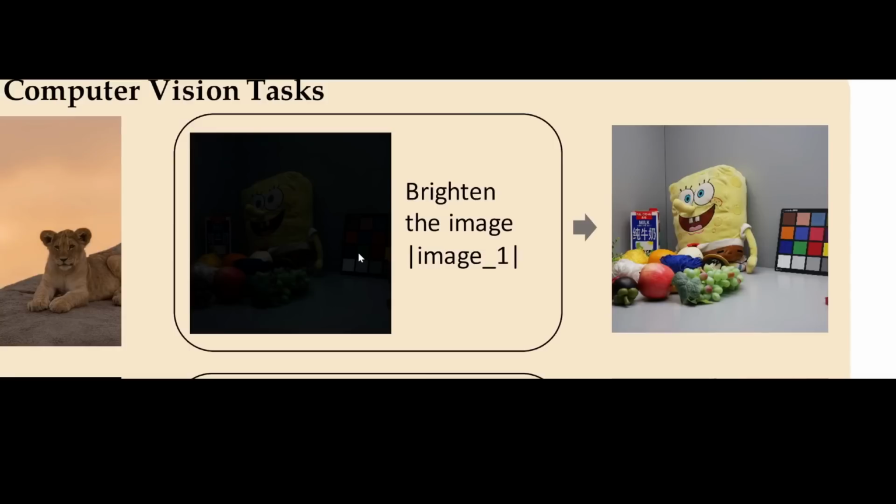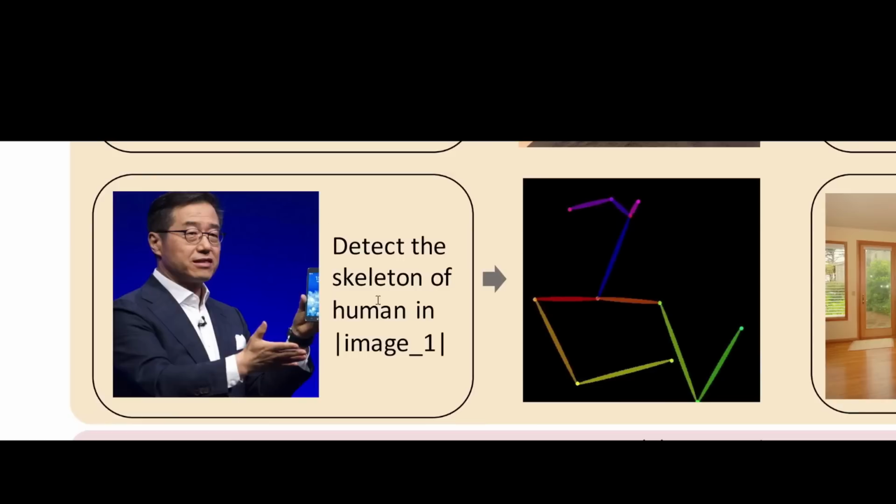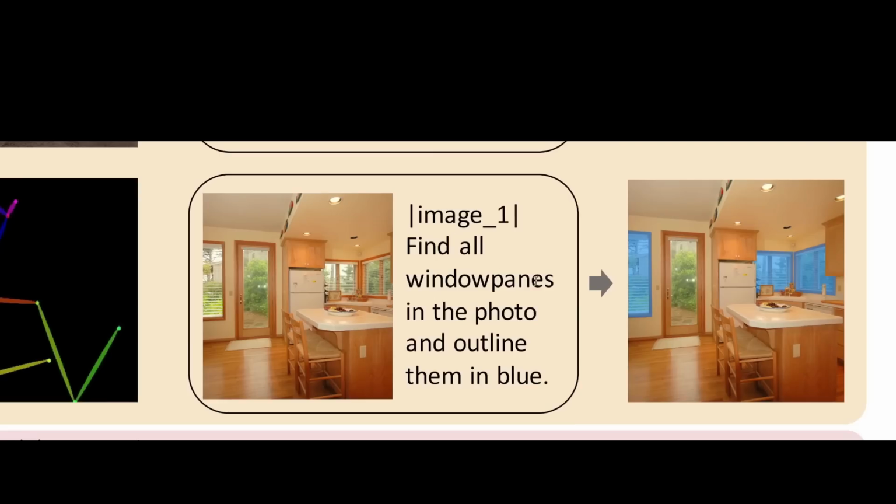Here's another example. This is a really dark image. And if you simply ask it to brighten the image, it does exactly that. Here's another example. Detect the skeleton, or basically the pose image, of the human in this image. And that's what it does. Find all the window panes in the photo and outline them in blue. And that's exactly what it does as well.